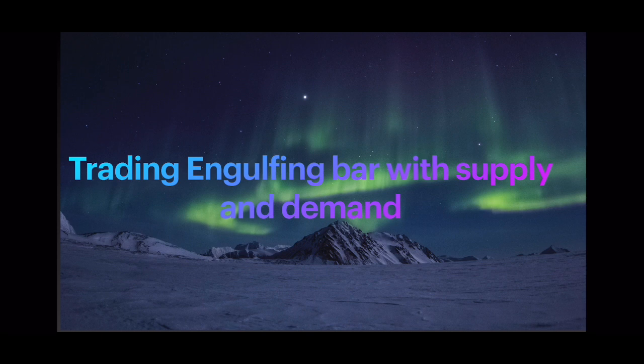Supply and demand areas are more powerful than support and resistance. It is a place where banks and institutions are buying and selling the market. If you can identify these turning points, you will make a difference in your trading account. To trade an engulfing bar pattern successfully with supply and demand areas, you have to be able to identify quality supply and demand levels on a chart.